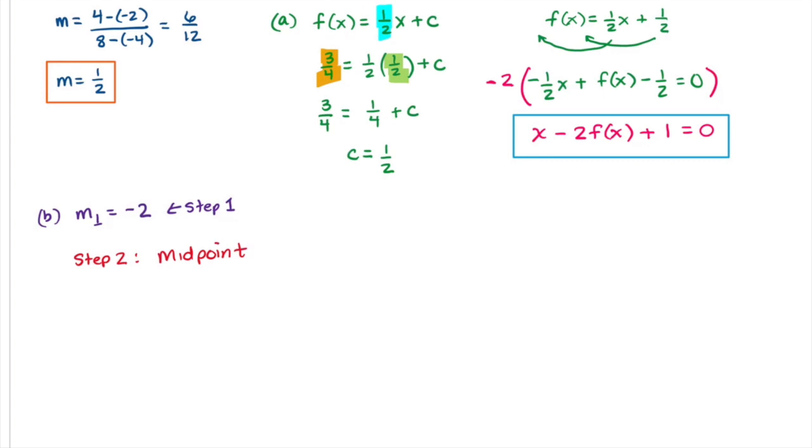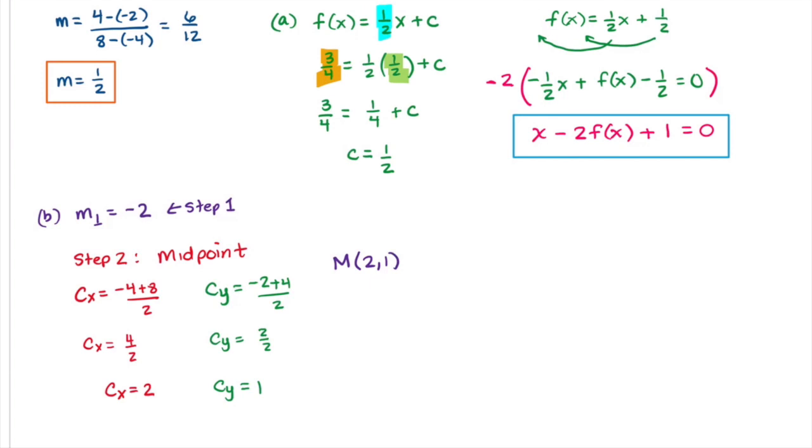So I'm going to use my midpoint formula and I'm going to solve for the midpoint. What point are we passing through? So using my midpoint formula, I found that the midpoint is (2, 1). So this is the point that we're going to use in our equation and clean it up. So step number 3, we're going to write the equation using the midpoint as the point.